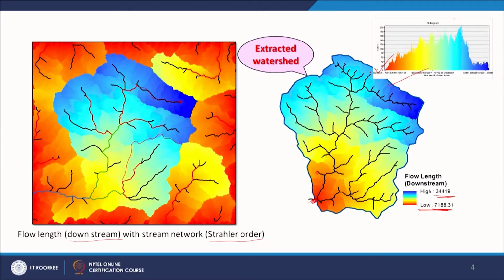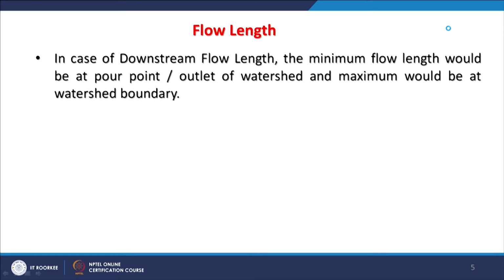We can also prepare a histogram of flow length versus how many cells will contribute, and that will let us know that if a cloud burst happens in this part, how much time it would take to reach, what the flow length would be, how much travelling time it would require. That can be estimated very easily. This is how it is used in the modeling. Now, for the downstream flow length, the minimum flow length would be at the pour point, the outlet of the watershed, and the maximum would be at the watershed boundary.